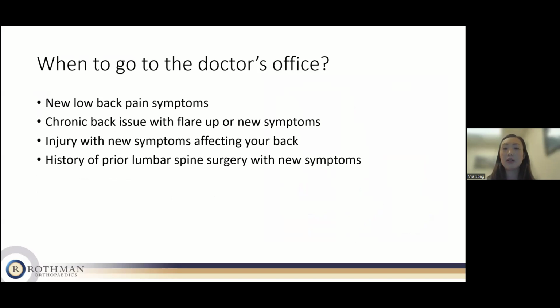With all of these things, when should you go to the doctor's office? It can be for a lot of different reasons. If you notice new back pain symptoms that you didn't have before, or if you've had back pain before and it's flared up, or you're developing new symptoms, whether in your back or sometimes down your leg. Perhaps there's a recent or new injury affecting your back. I also sometimes see patients who've had lumbar spine surgery in the past and are developing new symptoms, or even similar symptoms to what they had before surgery. It's definitely helpful to see a physician for that.